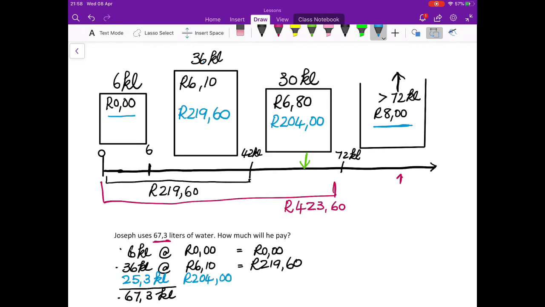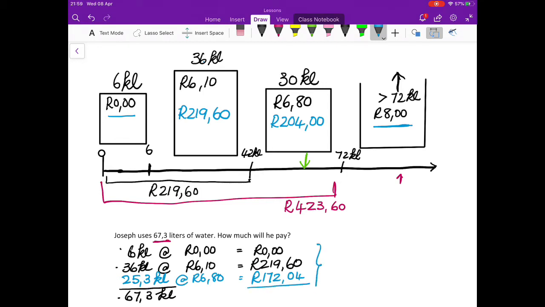No, that's a mistake, sorry. It's not 204, that would be for the whole bucket, but he's not using the whole bucket. He is only using 25.3, and the cost of that was 6 Rand 80. And if I take out my calculator and I work that out, it is going to be 172 Rand and 4 cents.